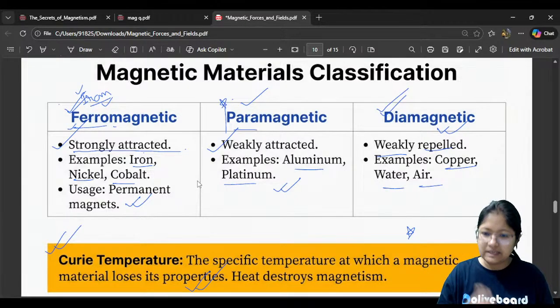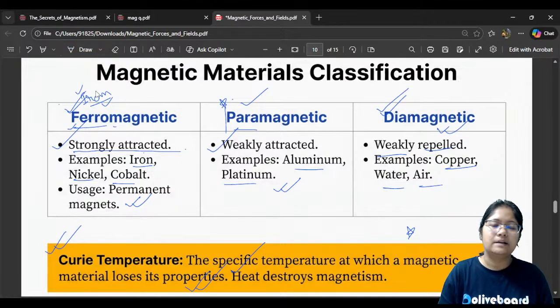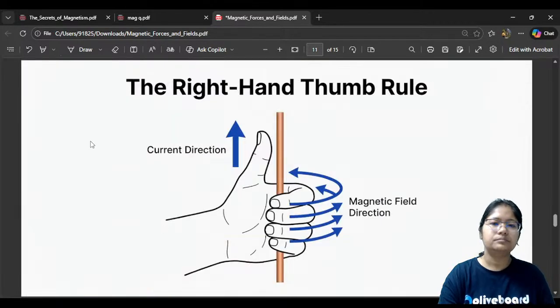So does heat destroy magnetism? If you have not studied this, you will tick that no, it does not destroy. But what is your answer? Yes, heat destroys magnetism. At a certain temperature at least it will. So does it matter, or is it independent? The answer is yes, it does matter.